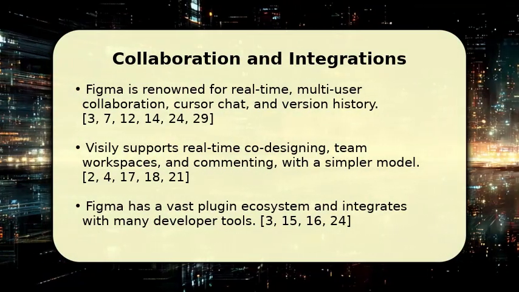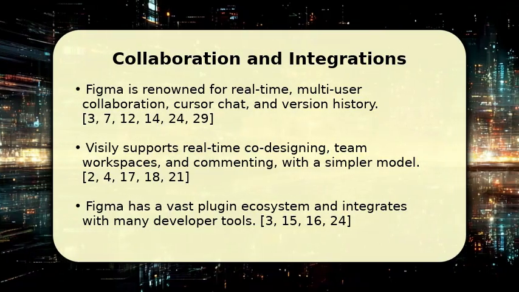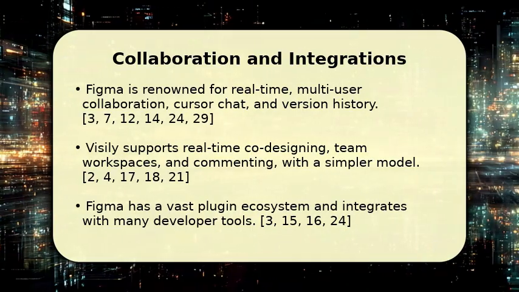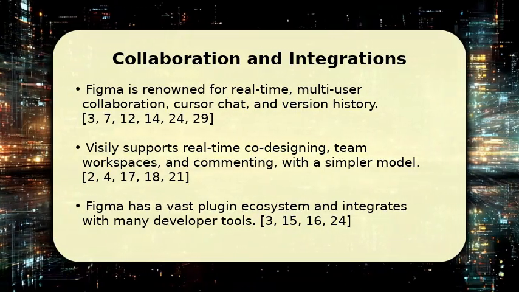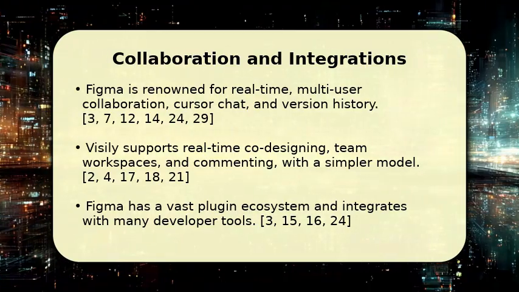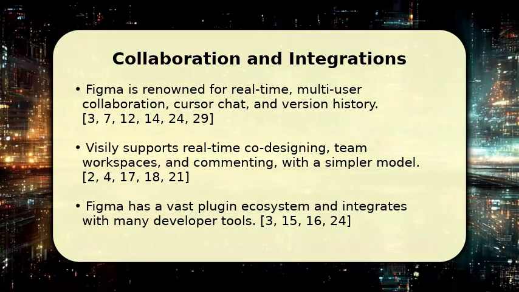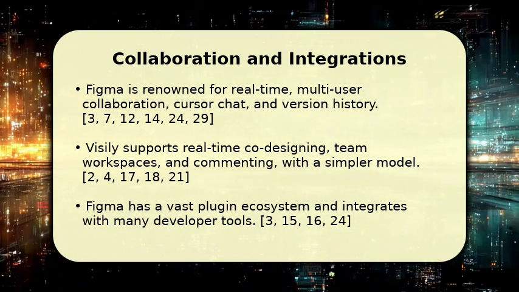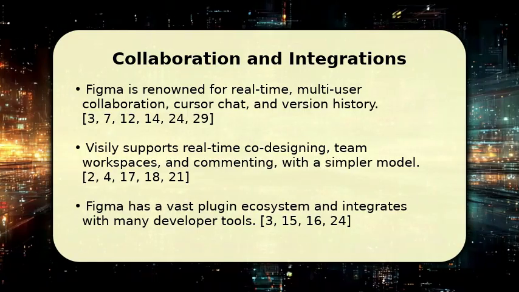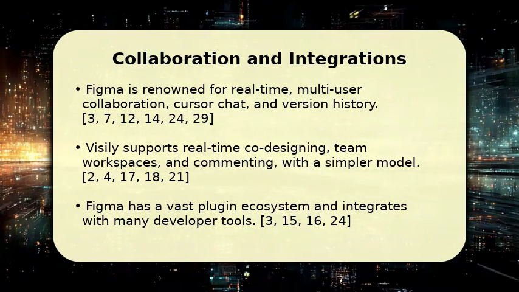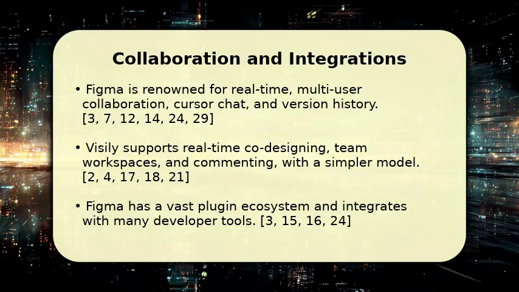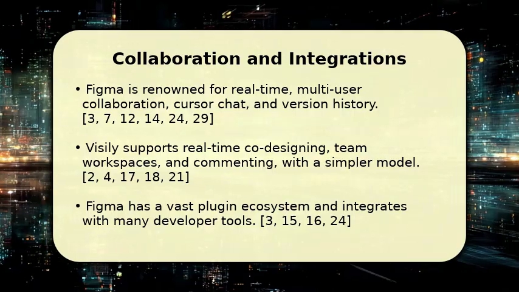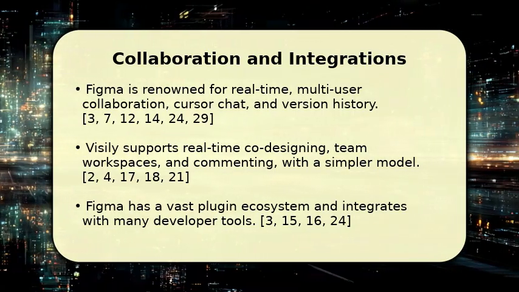Collaboration is a cornerstone for both, but they approach it differently. Figma is renowned for real-time, multi-user collaboration, complete with cursor chat, commenting, and detailed version history, making it perfect for large, distributed teams. Visily also supports real-time co-designing, team workspaces, and feedback, offering a simpler, more streamlined model. Figma boasts a vast plugin ecosystem and integrates with numerous developer tools, while Visily's integrations are expanding, including a useful Figma plugin, focusing on accelerating the initial design phase.